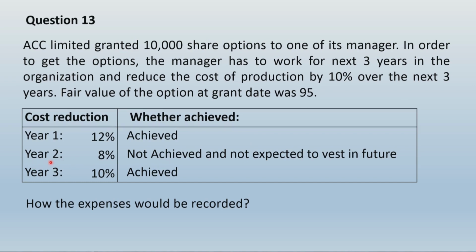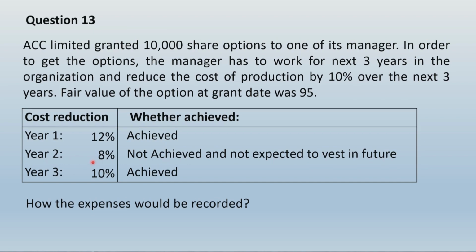And what happens in the second year, when in year 2 the cost reduction is only by 8%, whether the cost reduction target achieved or not, the question informs that it has not been achieved, neither it is expected to vest in the future. And by end of year 3 again the cost reduction target is achieved. How the expenses would be recorded? Now friends, in this case you will definitely recognize some amount of employee benefit expense in the first year, and whatever amount you recognize, you will have to reverse it completely by end of second year.